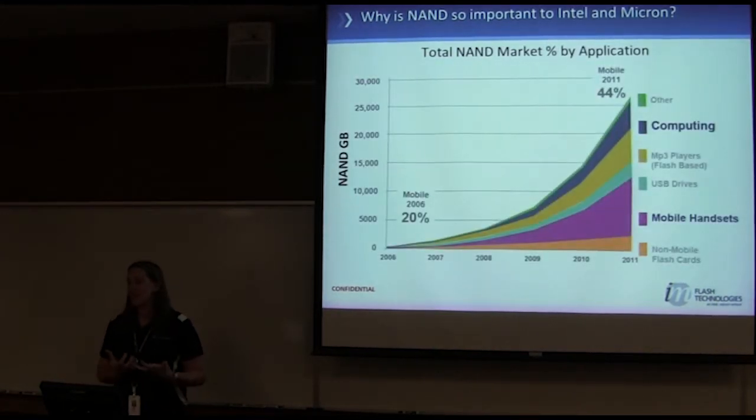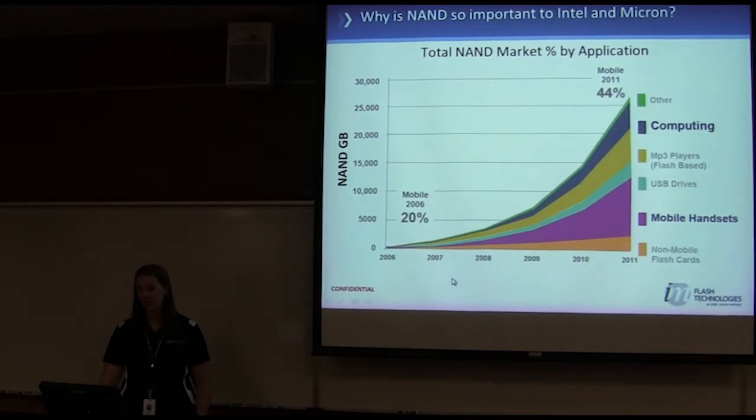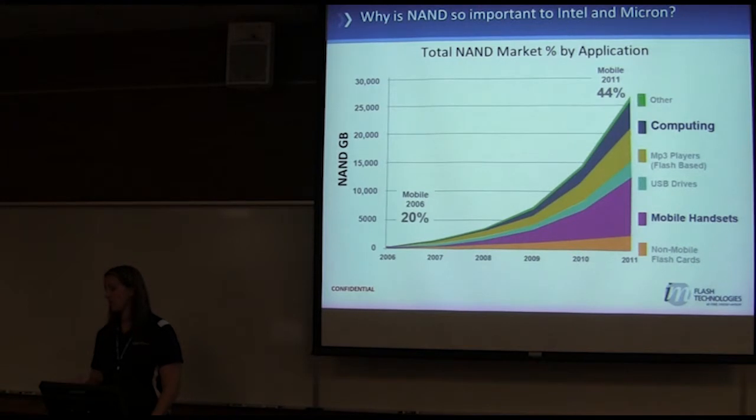So NAND Flash, why is it so important? Why in the past 6 years has IM Flash been formed, and why are we the industry leader in it right now? A lot of it has to do with what end consumers are using NAND Flash for. If you look back in 2006, there are all these different applications where NAND Flash is used: computing, MP3 players, USB drives, mobile handsets, kind of evenly spread. It's hard to tell on this graph, but in 2006, mobile use of NAND Flash was about 20%, meaning of all the applications using NAND Flash, 20% was driven by mobile applications.